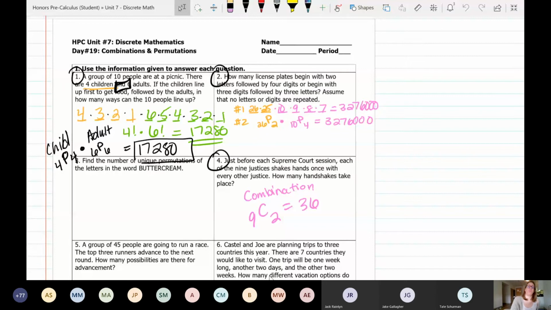So even though it doesn't say specifically that we're picking a group of 2, just know that if it's something between someone and one other person, it is a grouping of 2. So your R value is 2. I like that one, the handshake one.